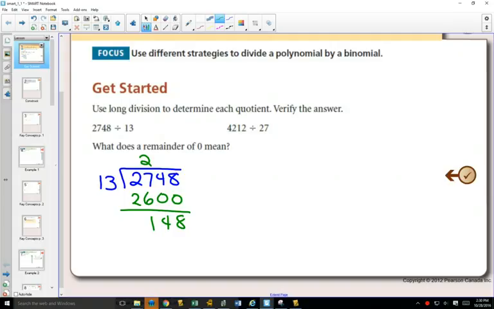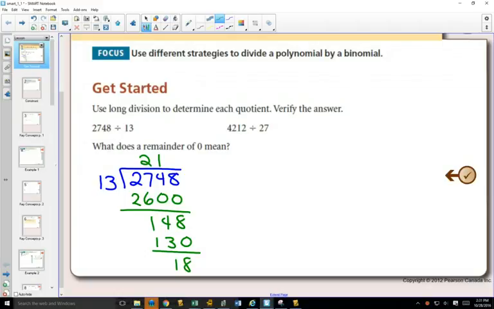Now we redo that process that we just did with 148. So you look at the first couple numbers, 14. How many 13s are in 14? 1. So we put that in our tens column. 1 times 13 is 13, but since that's in our tens column, that's really like 130. It's like 10 times 13. And we subtract again. And we just did the same 3 steps a second time.